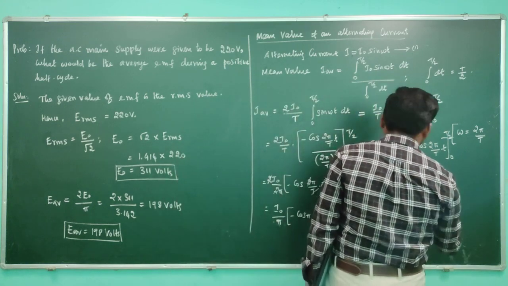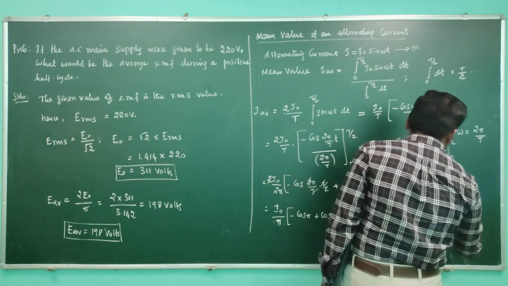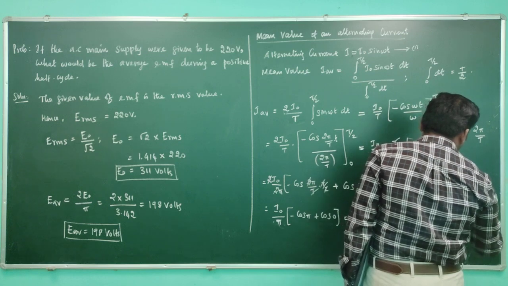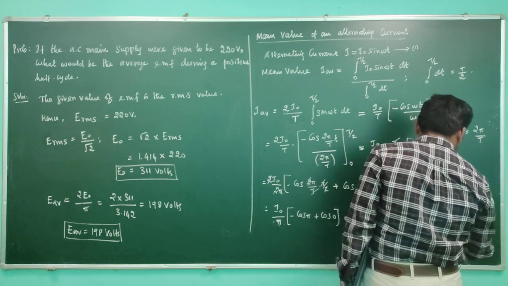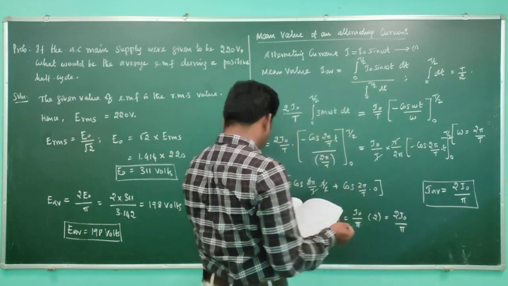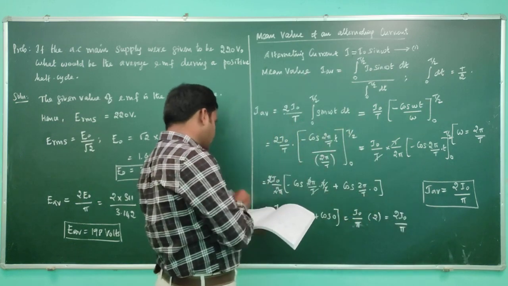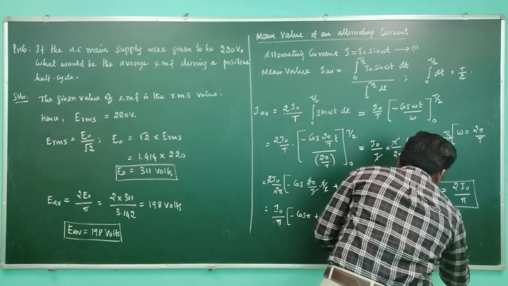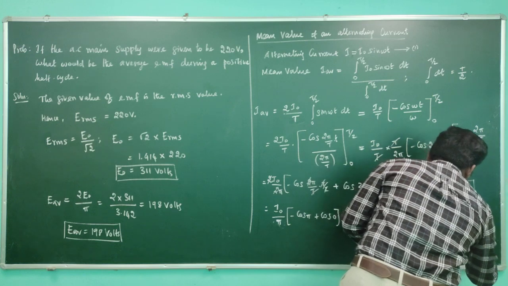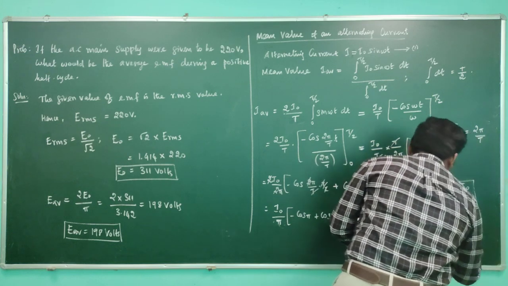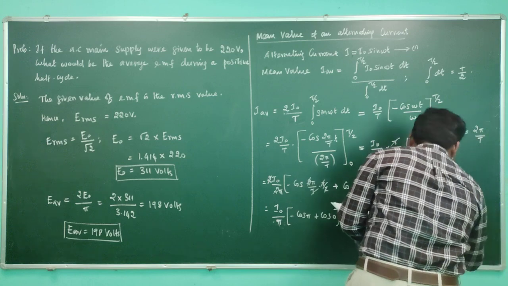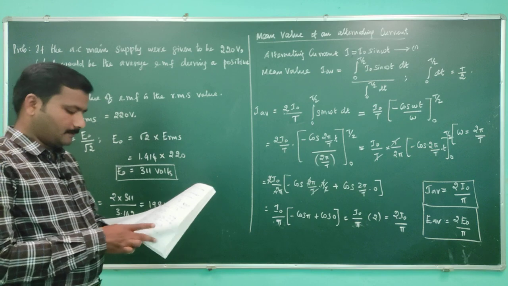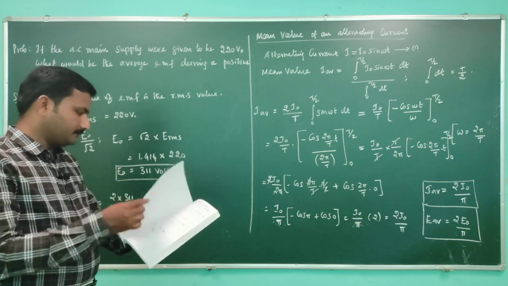So I average equal to 2 I naught by pi, right? Earlier we calculated E average. This is 2 E naught by pi. For the purpose of comparison, I am just showing you this.